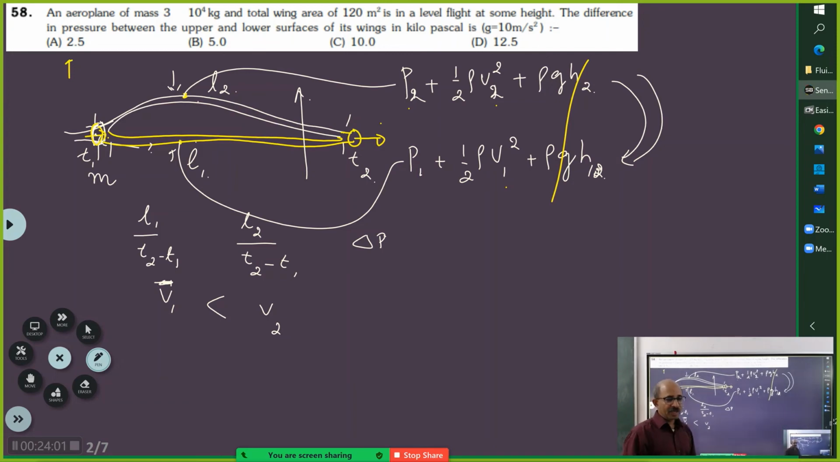Okay, the pressure gradient is this. How will this get converted into a force, a lift? How will this lift the aircraft? There is a pressure gradient. Yes. Explain.